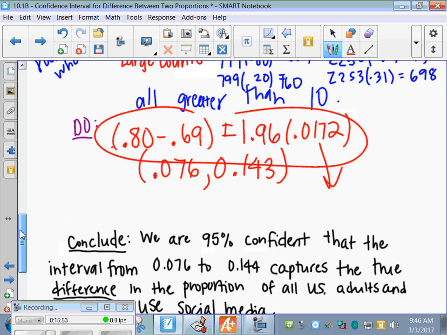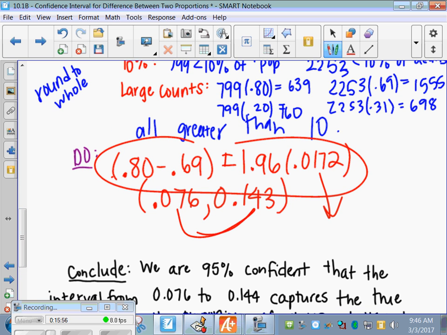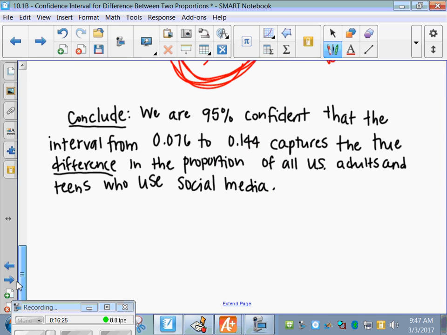So is there evidence of a difference, you guys? Is 0 in the interval? That's what you're looking for when you're estimating a difference. If 0 is in the interval, you cannot say there's a difference. However, there is probably a difference. And who probably uses more social media? Teens, right? We got positive values that the difference is between like 7% and 14%. Does that make sense? So if 0 is not in the interval, there is a difference. But we just have to conclude it like this, okay?